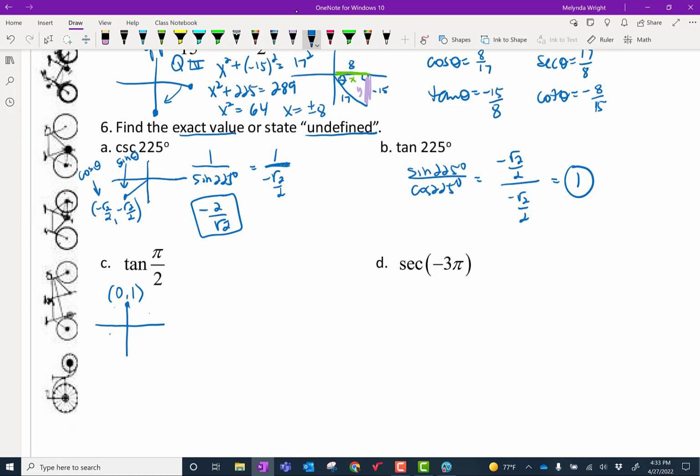Okay, so tangent is sine. So we're looking for sine of pi over 2 over cosine of pi over 2. That's what we want. Remember, sine is the y value, and cosine is the x value. Uh-oh, is that okay? What is that number? 1 over 0. No, that's bad, right? That is undefined. That's not a thing. We can't have zeros in the denominator. Hopefully we understand that is not okay. So in this particular case, tangent of pi over 2 is undefined.